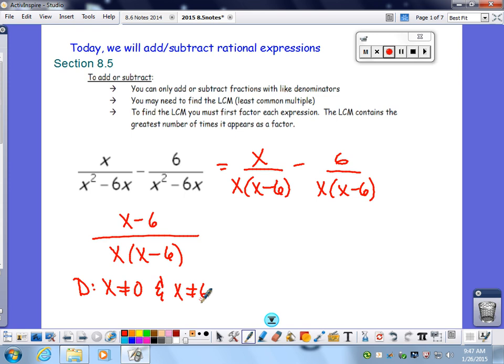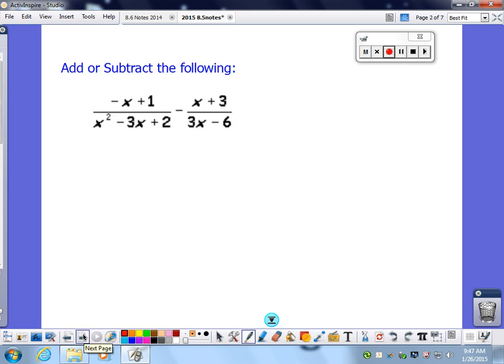Alright, so now let's see if we can simplify this any further. Notice that our numerator has an x minus 6 and our denominator has an x minus 6, which equals 1. So that means when we simplify this, we're going to be left with 1 over x. So here's an example where we already had common denominators. Let's look at one where we don't have common denominators. So example number 2. Alright, take a moment, write down that problem.